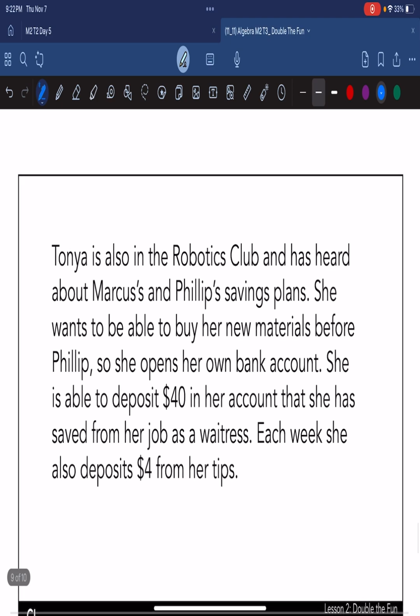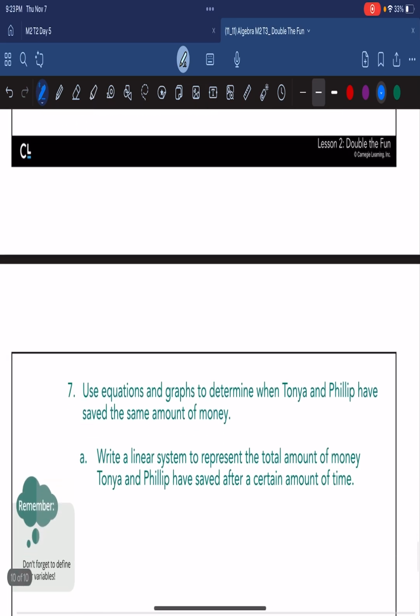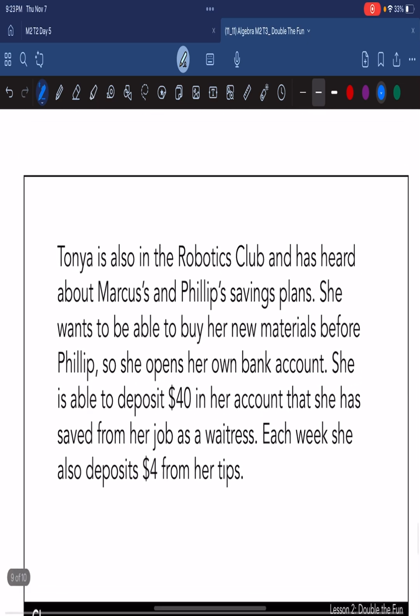The next scenario is talking about Tanya. You can also complete this. It's the same concept. We're comparing Tanya to Philip.